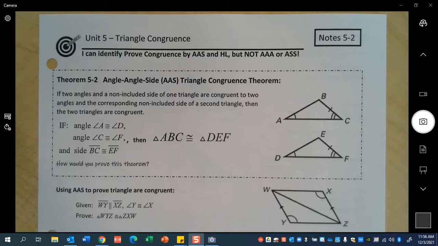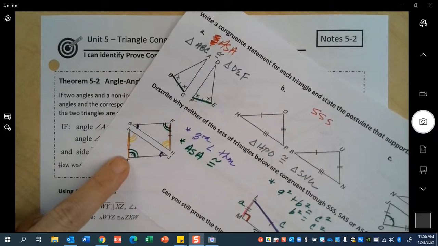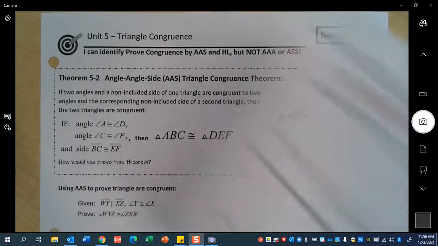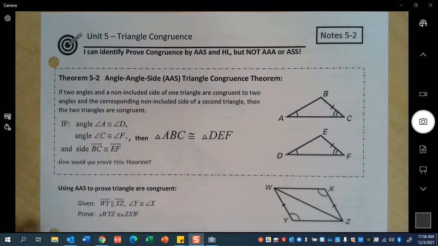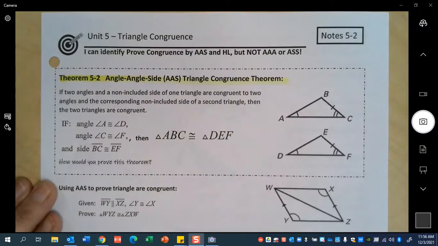The work that you did here on third angle theorem and working this around to angle side angle, Euclid heard you loud and clear. And he said, I'm not making it a postulate because you can prove it, but I will let you have your shortcut.